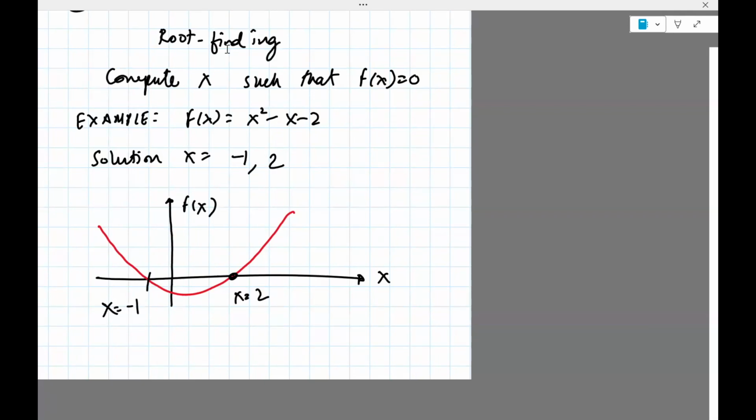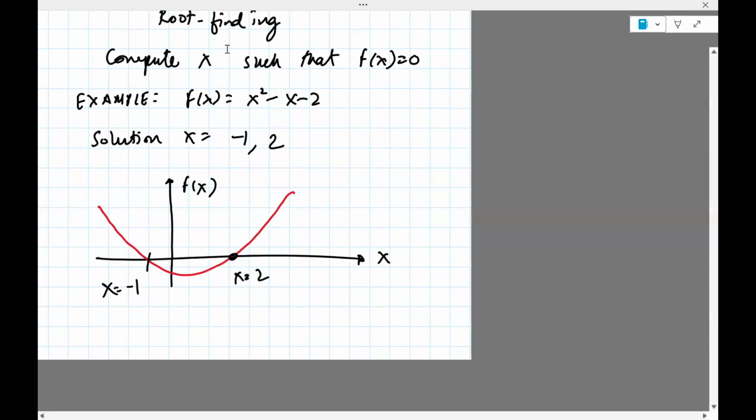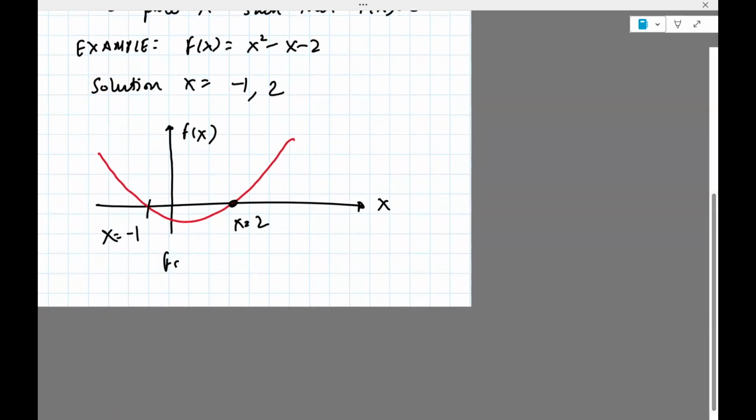Now this visualization is possible for 1D, where x is the unknown. For 2D, you'll have x and y, and then you can plot f of x, y on the z-axis. But if you go to 3D, 4D, it's just not possible to visualize. So we don't want to rely on a graphical method like this. We need something more powerful. There is a function called fsolve, which can be used for root finding, and that's what we're going to use.